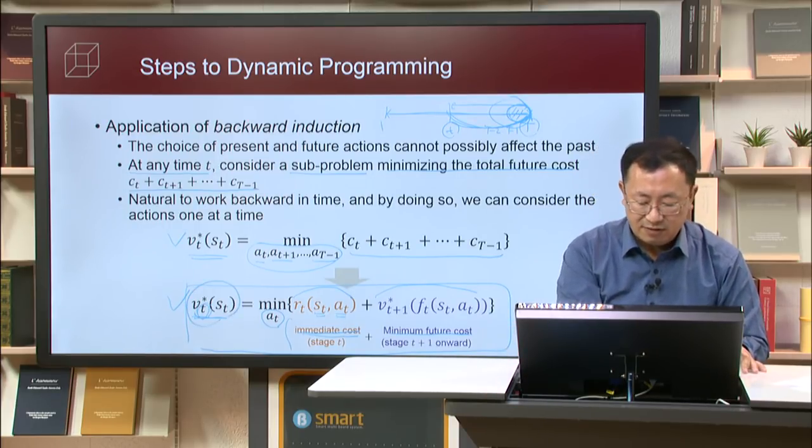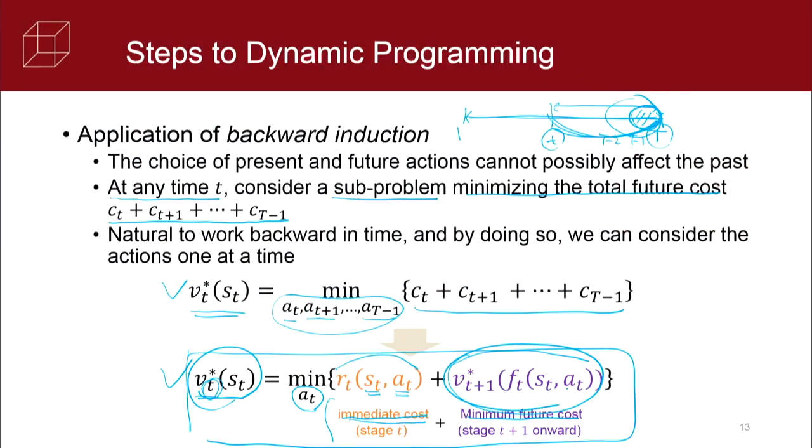So we have a recursive relationship. When you make a decision at the current stage, you need to consider not only the immediate impact, but also the future impact. Based on this recursive relationship, you solve the problem by working backward from the last stage, walking backward in time to get the optimal solutions.